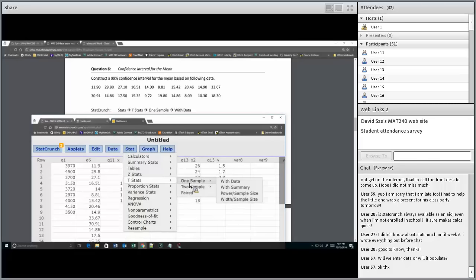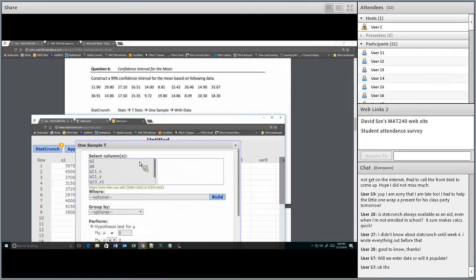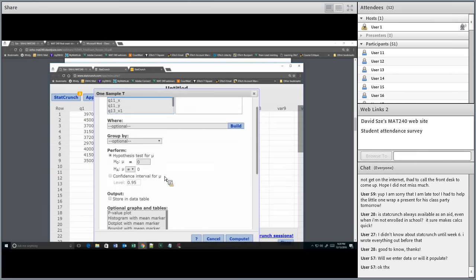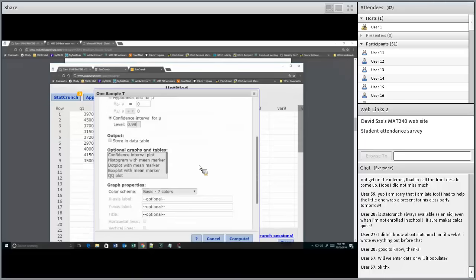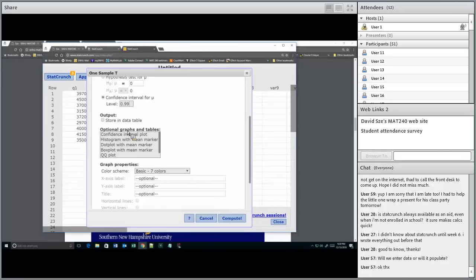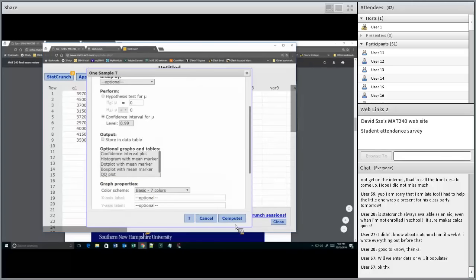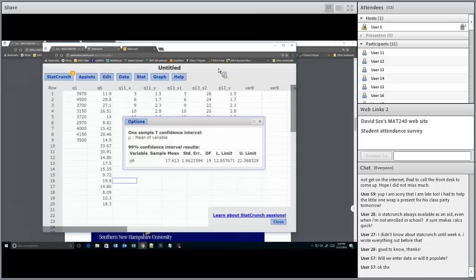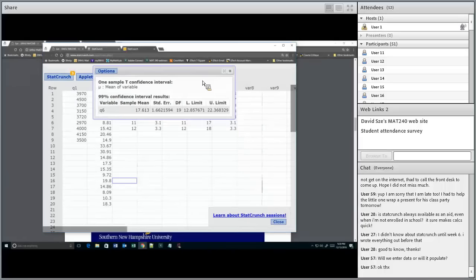It's one sample, and I don't have the summary. I actually have the actual raw data. So I'm going to click on With Data. Now the data is in this column, Q6, and I need a 99% confidence interval instead of the hypothesis test, so I just choose that. Very simple, right? Straightforward, and I hit compute. And again, I get my lower and an upper limit for the mean now.